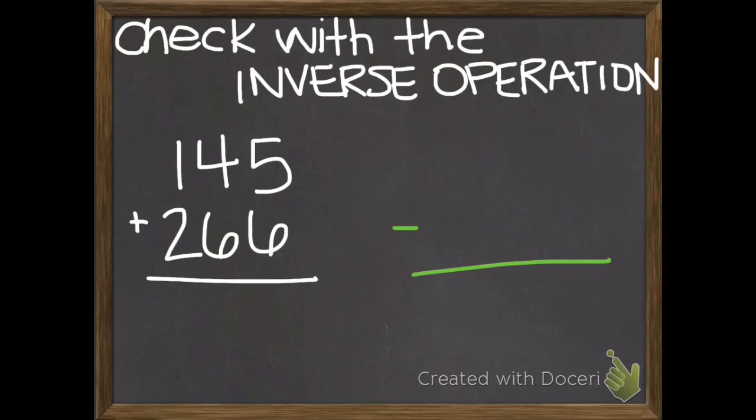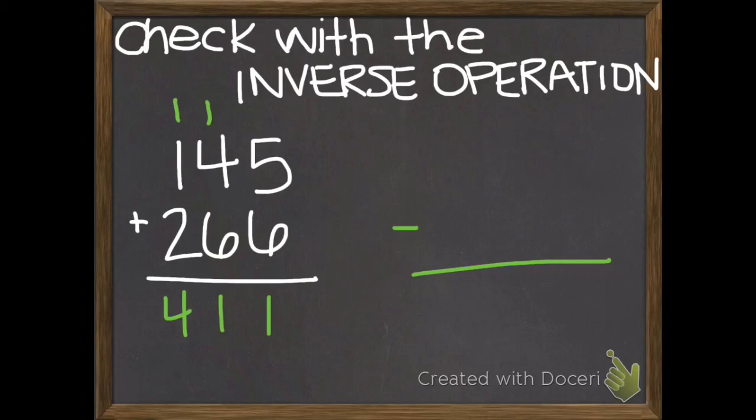5 plus 6 is 11. I keep 1 here, and I move the 10 to the left. 6 plus 4 is 10, plus 1 more is 11. I keep 1 here and move the 10 over to the hundreds place. 2 plus 1 is 3, plus 1 more is 4. So I've come to the sum of 411.